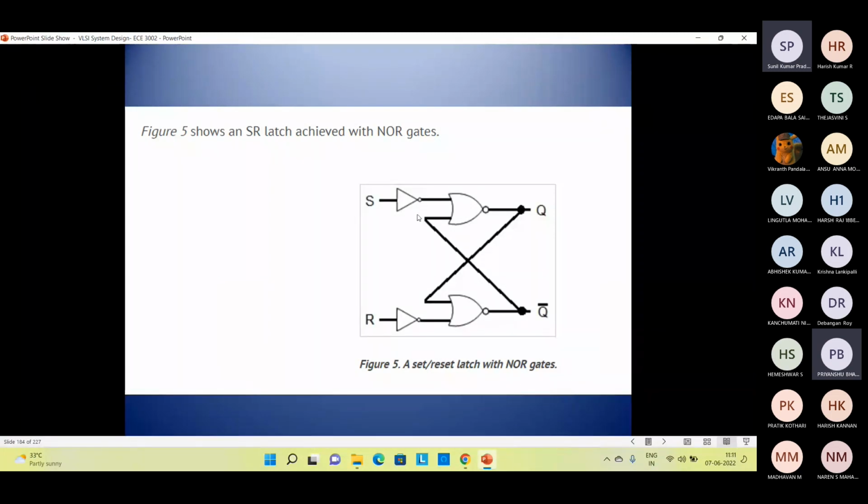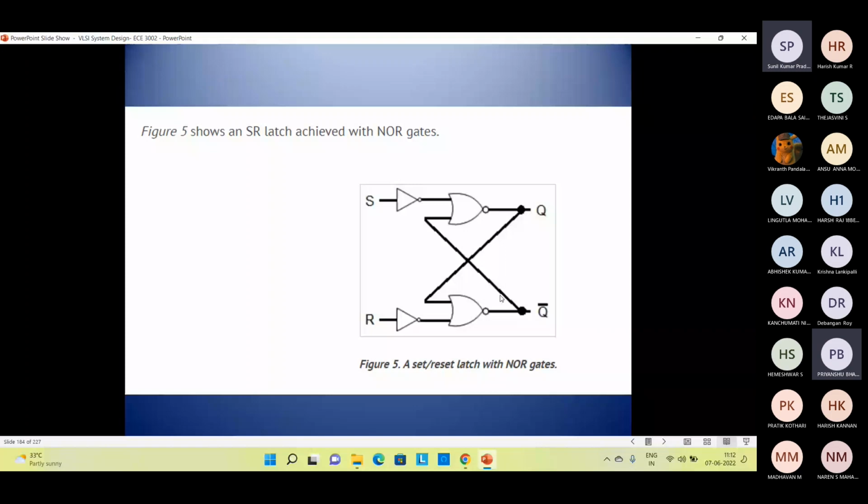Okay, if you can see here, we have a NOT gate here, and we have a NOT gate here. So the input is S. Here the input is R, and one output of this NOT gate is given to the input of this NOR gate. Okay, and we got the output Q, and one input of this NOR gate is given to the output of the second NOR gate. Similarly, the output of the first NOR gate is connected to the input of the second NOR gate.